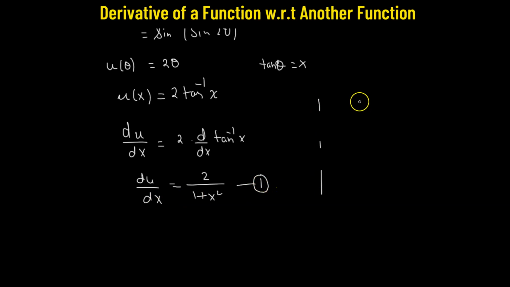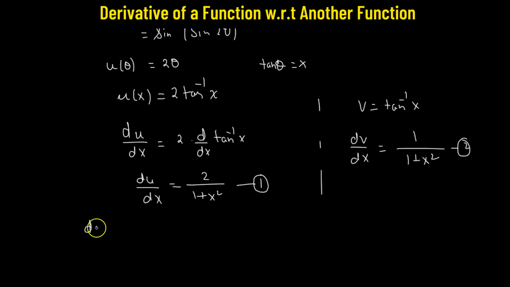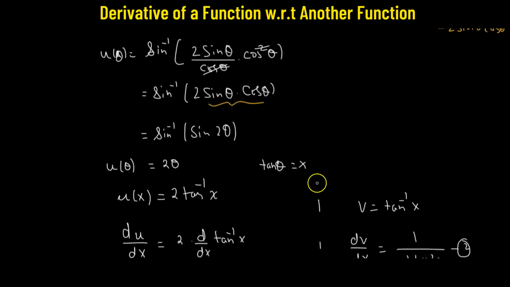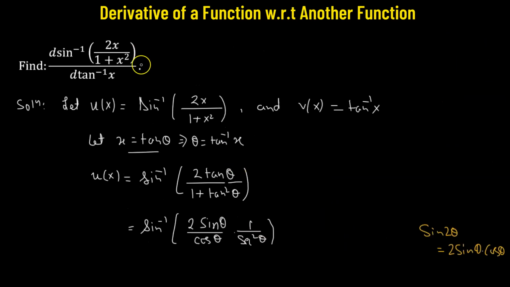And we had v equals inverse tangent of x. So that means the derivative of v with respect to x will be simply equal to 1 over 1 plus x squared. So this is number 2. So what we'll do, we'll need to find du over dv. The du over dv is simply the derivative of u with respect to x divided by the derivative of v with respect to x. So that means we have 2 over 1 plus x squared multiplied by 1 plus x squared. So that cancels out, and this gives us 2. So that means the value of our derivative is going to be equal to 2.